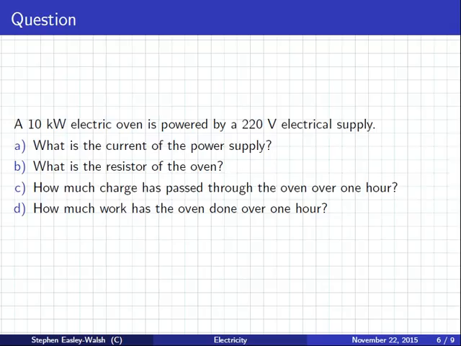Finished? Just the question. Right, let's have a look at it. So the first thing is, let's just do a quick picture.